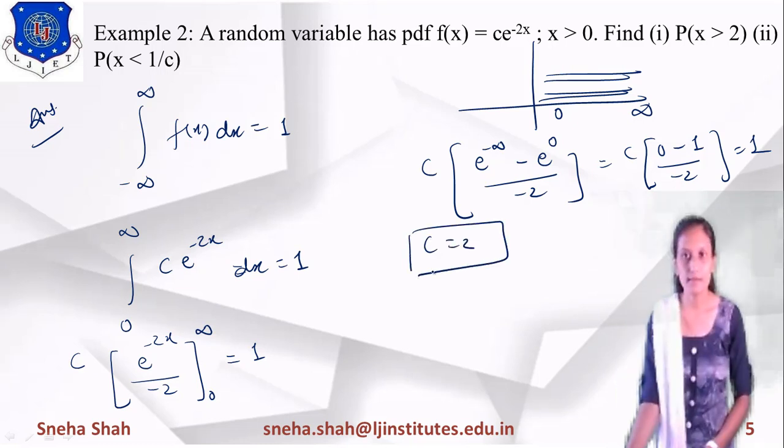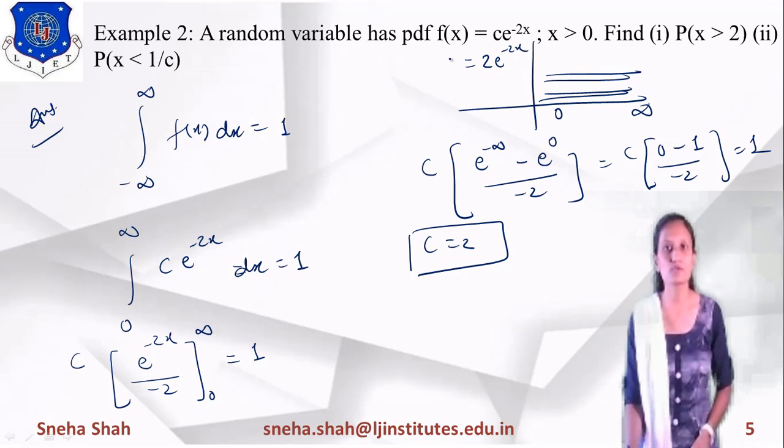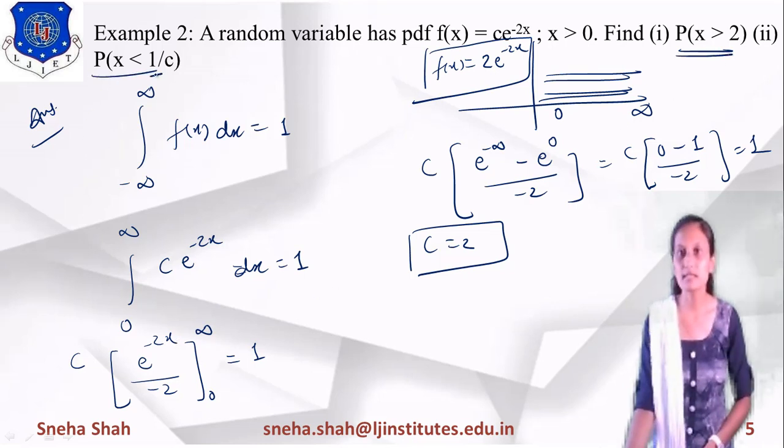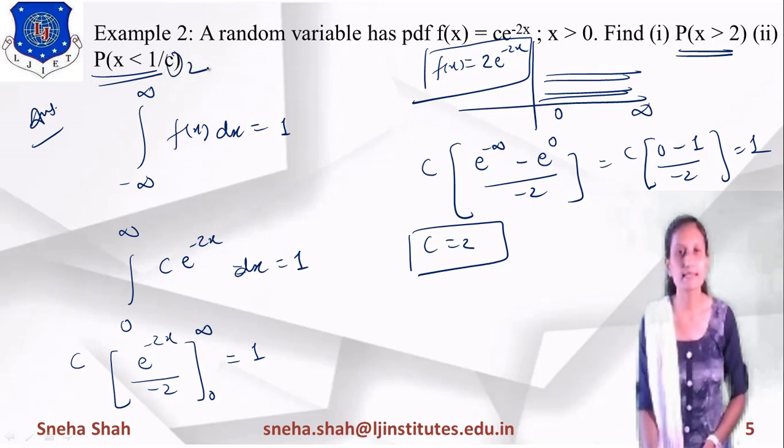So first of all, we had to find the value of the constant c, which equals 2. If I put the value of c over here, then the term will be 2 e raised to minus 2x, right? So this is the final function f of x. Now from this we have to find the probability of x greater than 2 and the probability of x less than 1 by c. Instead of c, I will put the value c equals 2.